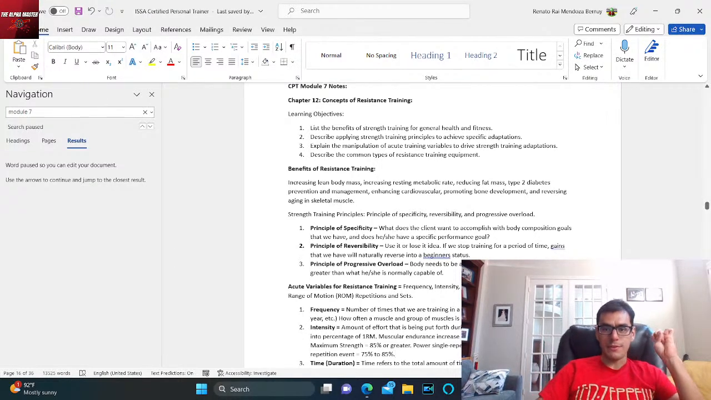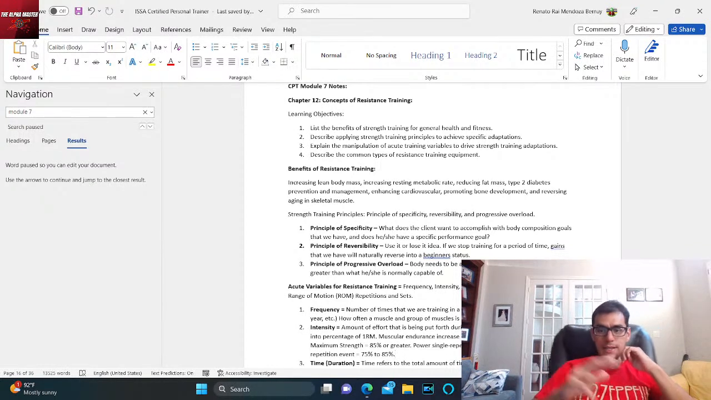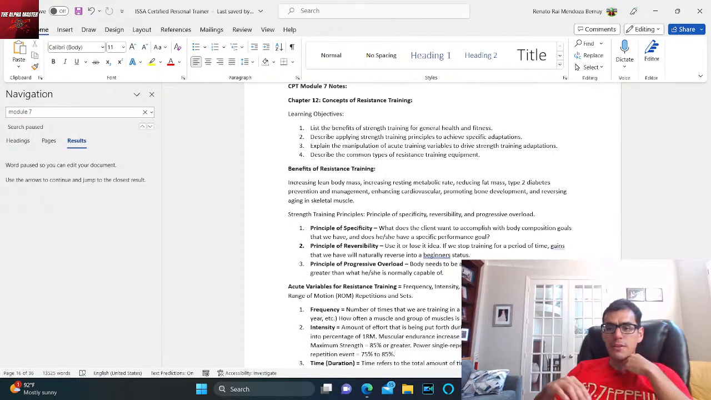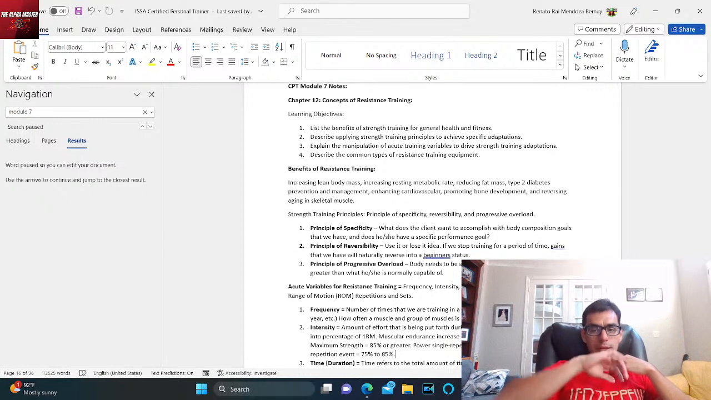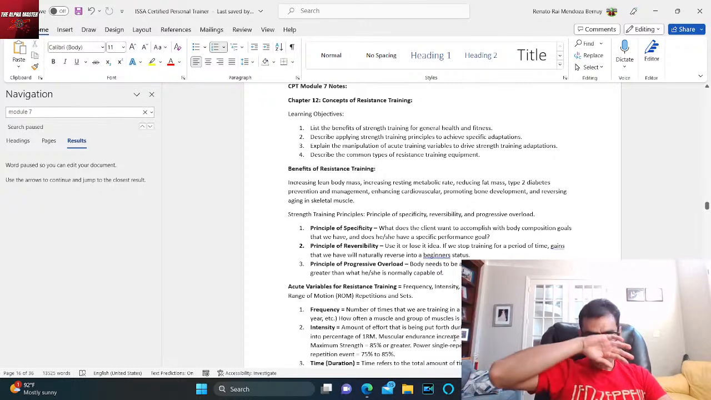The acute variables for resistance training are frequency, intensity, time, duration, type, rest, tempo, range of motion, repetitions, and sets. So the frequency is the number of times that we are training in a given time period, 1 week, 1 month, etc. How often a muscle or a group of muscles is being trained. Intensity is the amount of effort that is being put forth during a given resistance exercise.